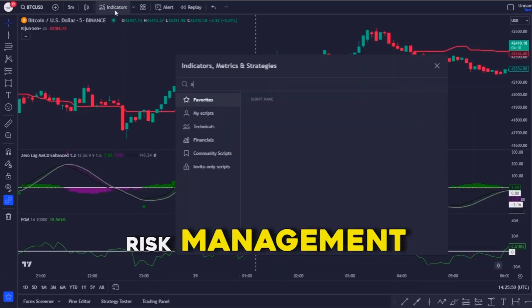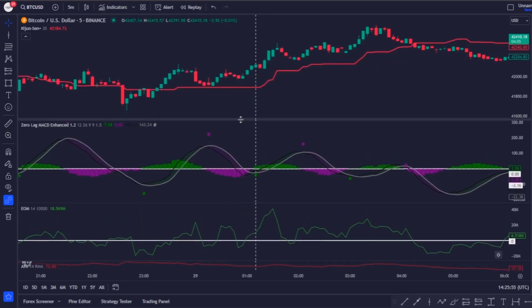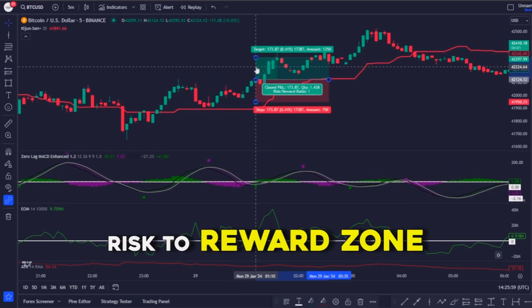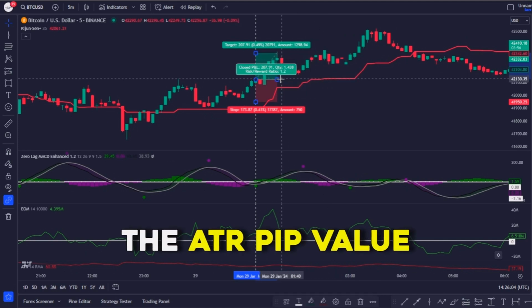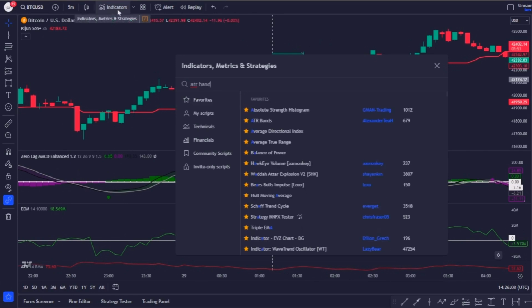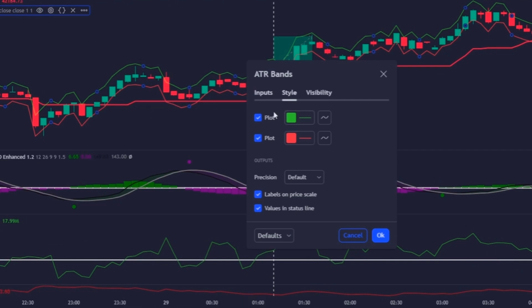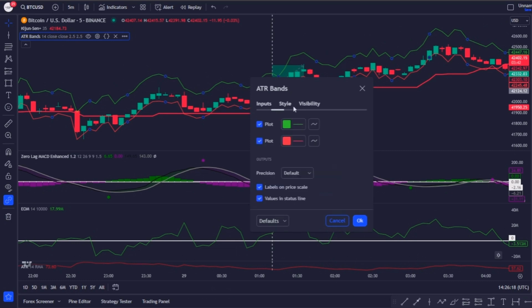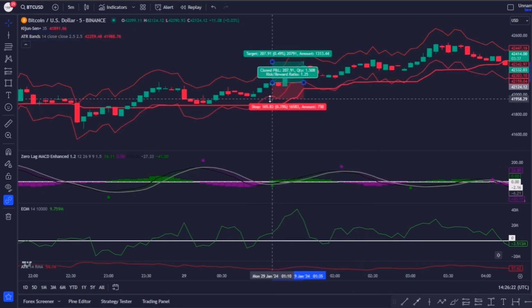For the risk management, as usual, I will use the ATR indicator to place the stop losses, and the take profits will always be on the 1 to 1.2 risk to reward zone. Regarding the stop losses, I will use the formula 2.5 times the ATR pip value to calculate them, but you can use this indicator called ATR bands to know where to insert your stop losses all the time without needing to calculate this formula. Just go to its settings, change the ATR multipliers to 2.5 and the colors to red, and now you know exactly where to place the stop losses.